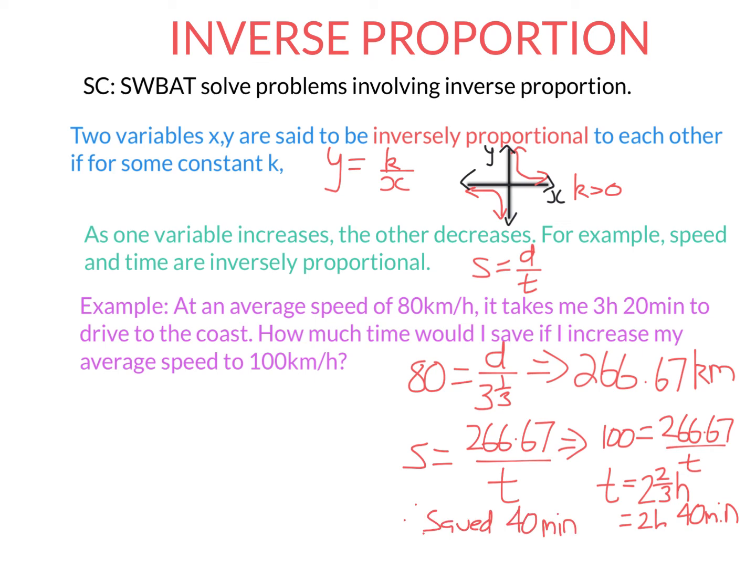So once again, you can see increasing my speed from 80 to 100 decreases the time taken. That's what it means that speed and time are inversely proportional.